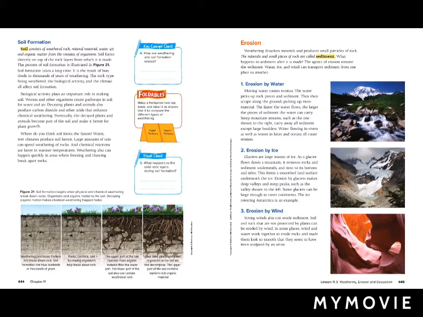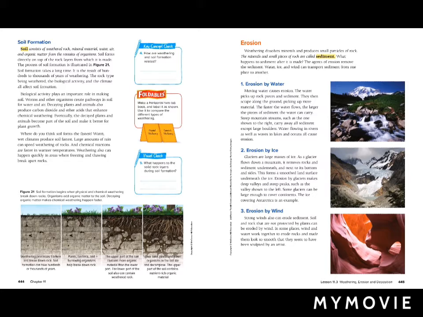Soil formation. Soil consists of weathered rock, mineral material, water, air, and organic matter from the remains of organisms. Soil forms directly on top of the rock layers. The process of soil formation is illustrated in figure 21. Soil formation takes a long time. It can take thousands of years of weathering. The rock type being weathered, the biological activity, and the climate all affect soil formation.